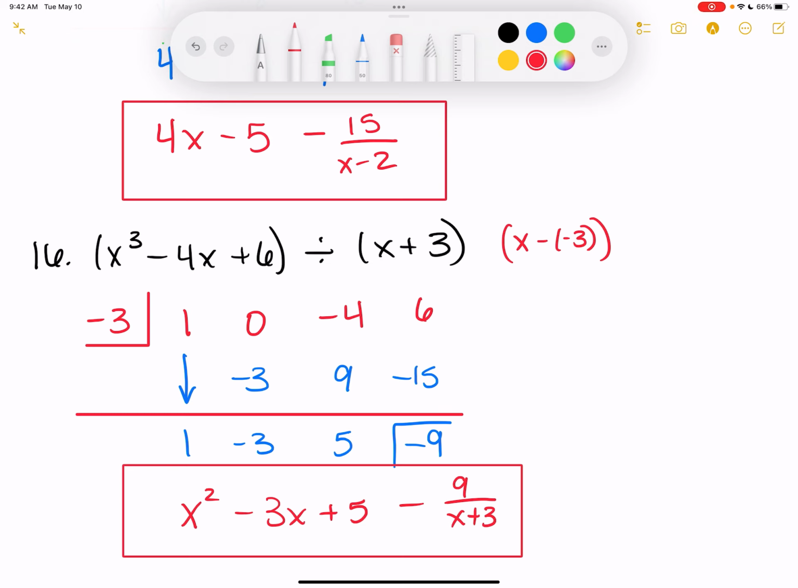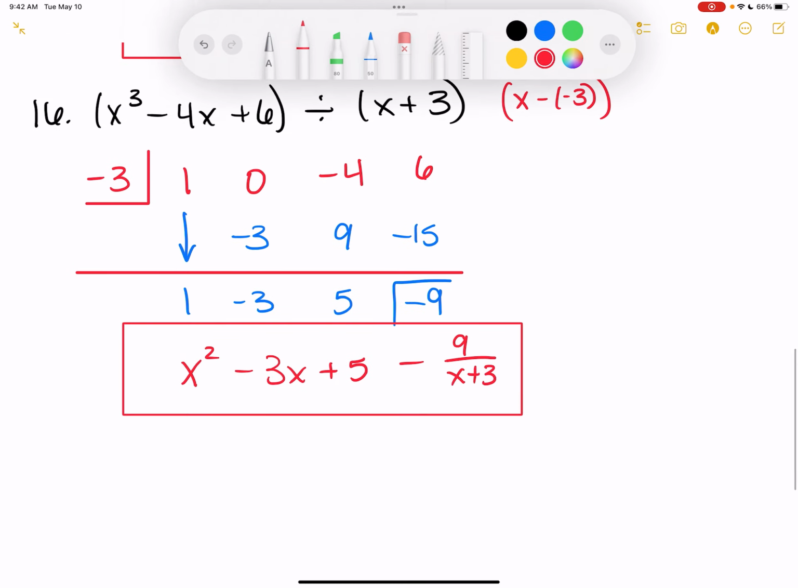Nothing too crazy, right? Does it get worse? No, not really. It'll get a little bit different, but it won't get worse.